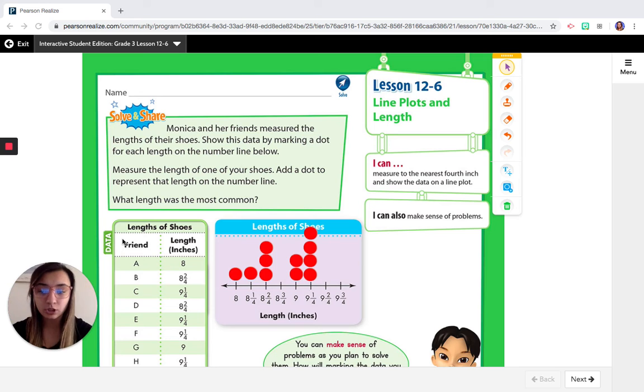So we're going to be doing another example of this before I send you on your quick check, but I'm also going to show you how to measure something with a ruler and what the little lines on the ruler mean.